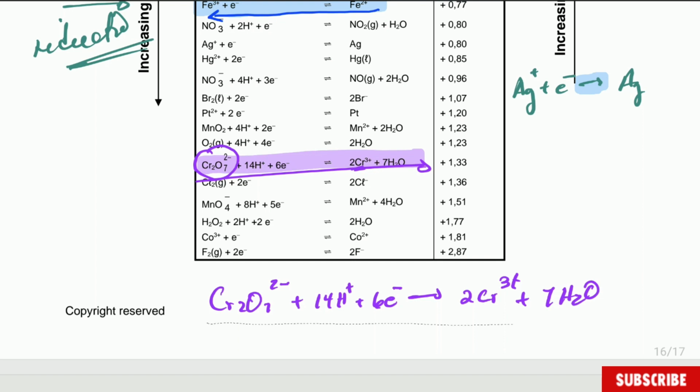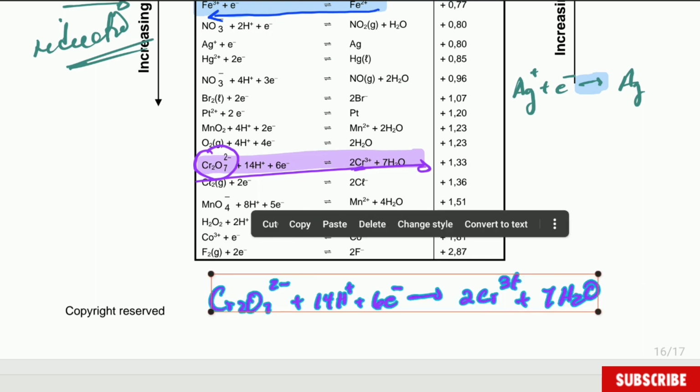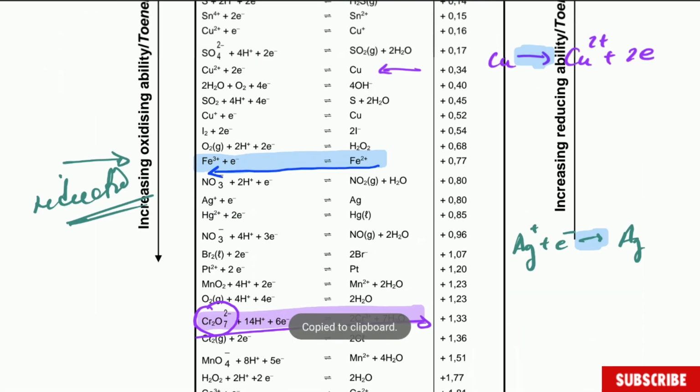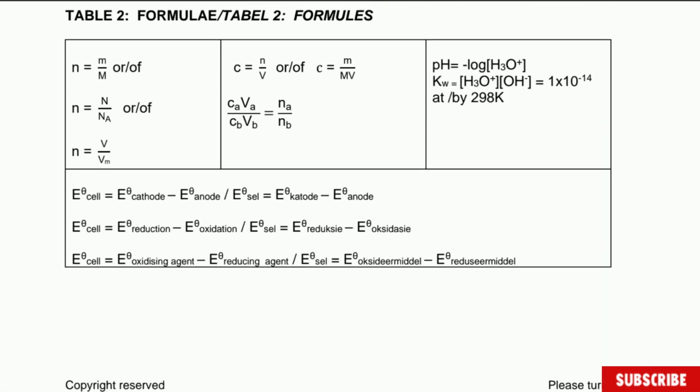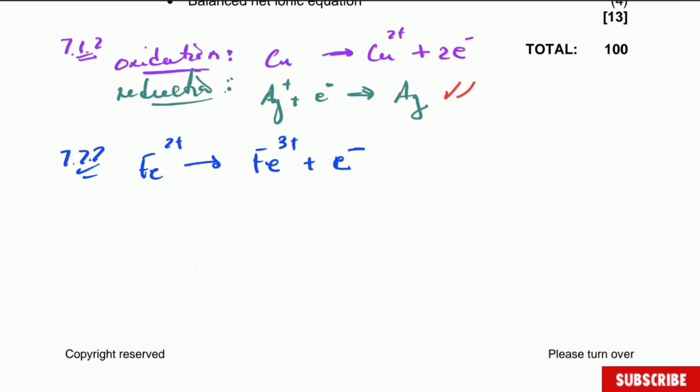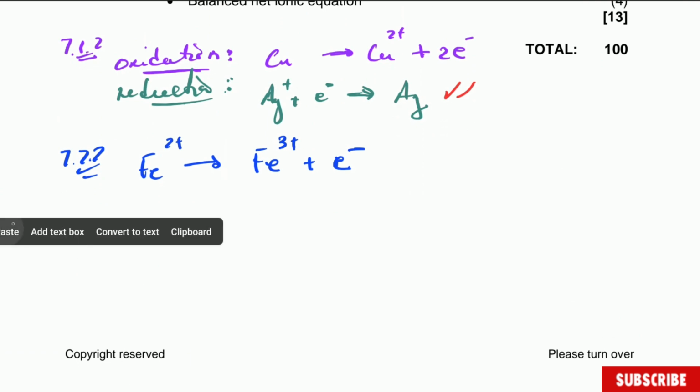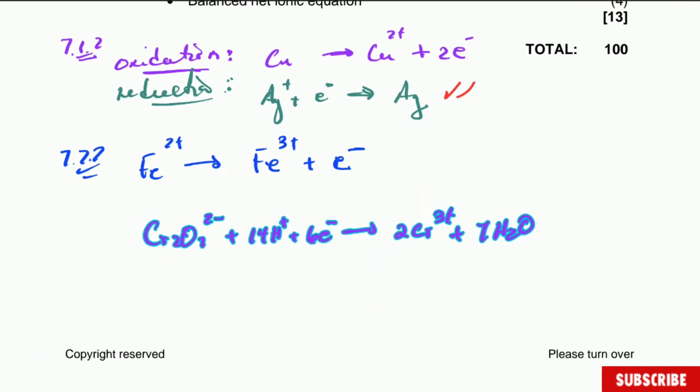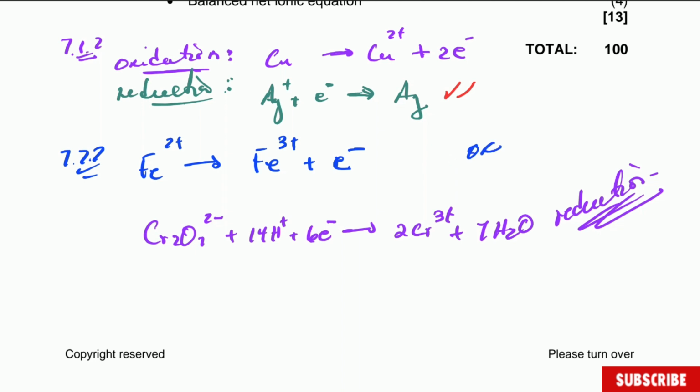Okay, so we are going to take it from here all the way up. Let's copy, and let's move it all the way here to this side. Here, let's paste it here. And now this one is the reduction half reaction. Let's maybe write it here. Reduction. Okay? This one is oxidation. And guys, we're almost done. We already have the 2 half reactions, and therefore you will get 1 mark for each of them.